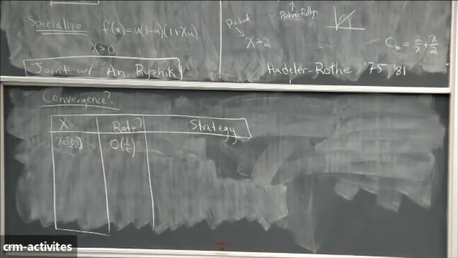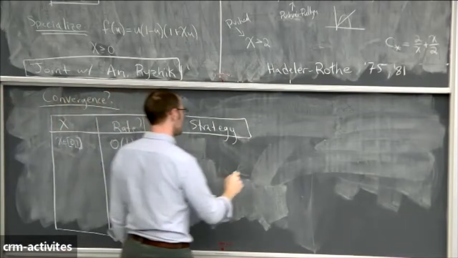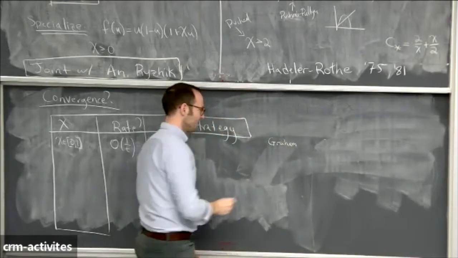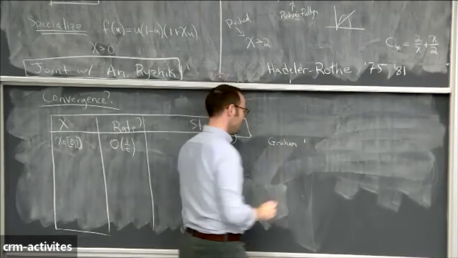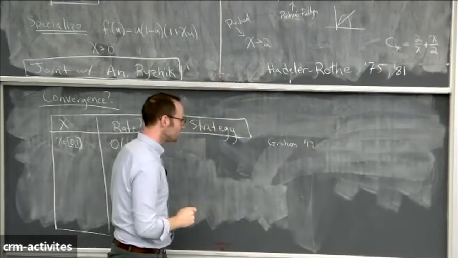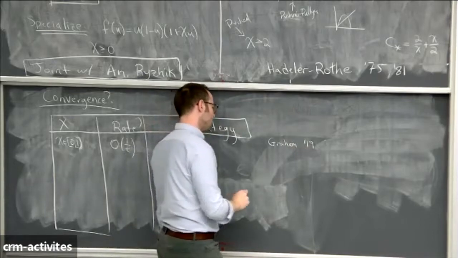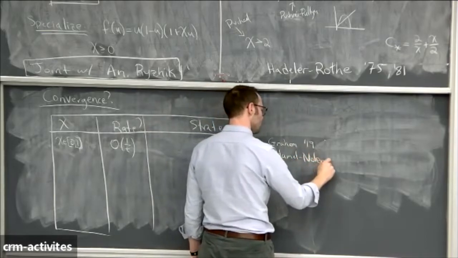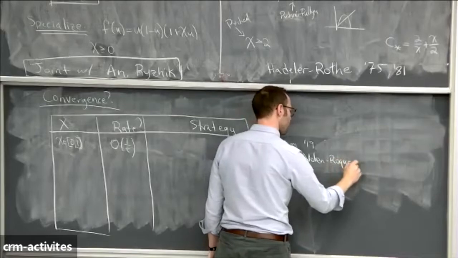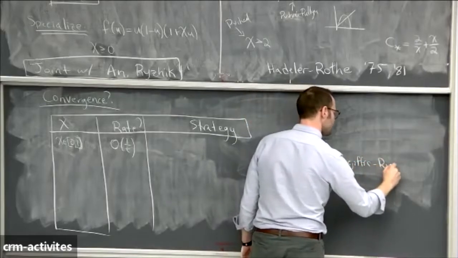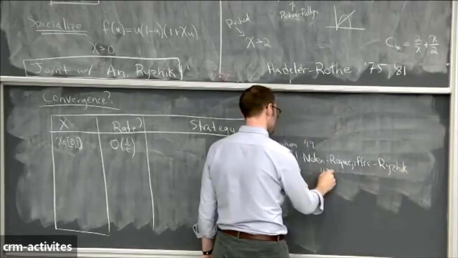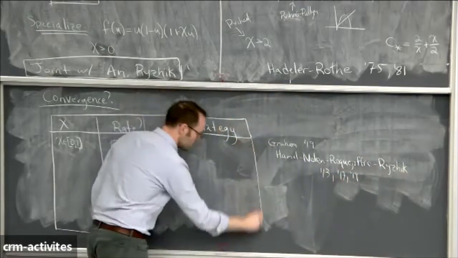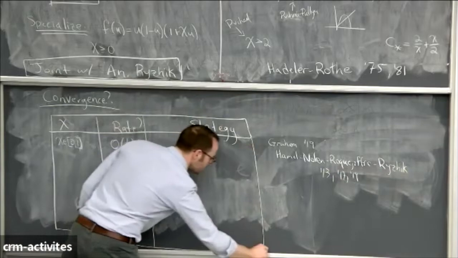Okay. And the actual rate was done by Graham, who I think showed up. It's nice to meet you, Cole. I've never met you before. I think 2019, I think. But this is building off of work of Nolen, Roquejoffre, and Ryzhik. And they had a series of 3 papers, which is, I think, 13, 17, and 19. Okay, so there's sort of 4 papers involved in getting this O of 1 over t.